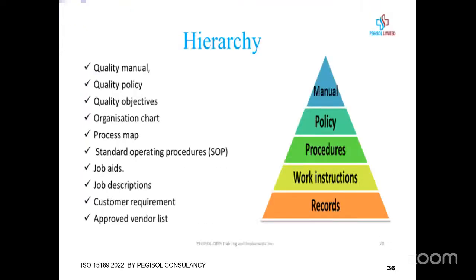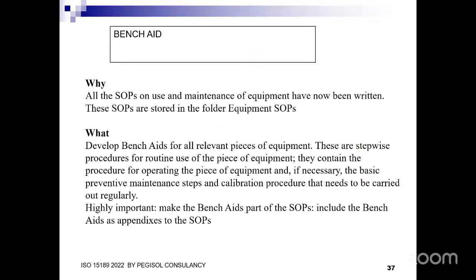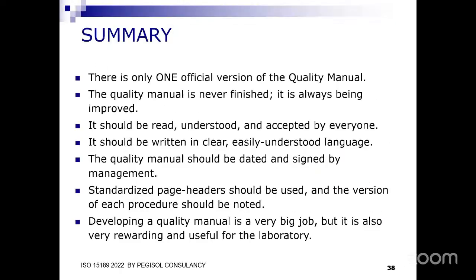So this is also a hierarchy. We have the quality manual, quality policy, quality objective, organization chart, process map, standard operating procedure, job aid, job description, customer requirement, approved vendor list, and all these things. Now, see this. There is only one official version of the quality manual.